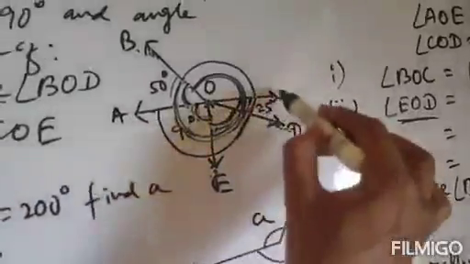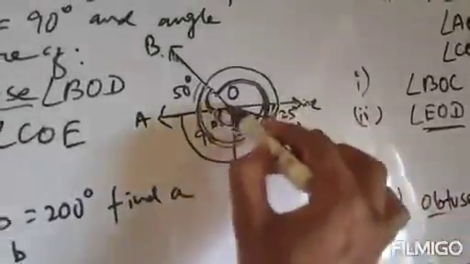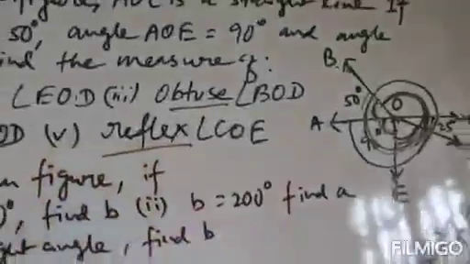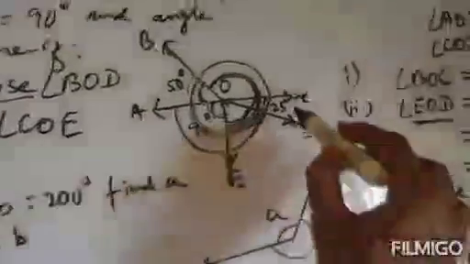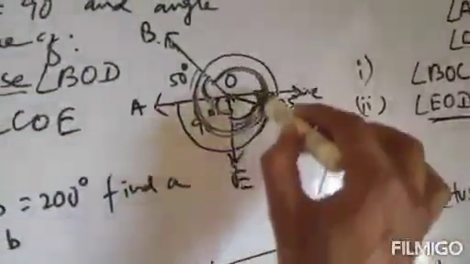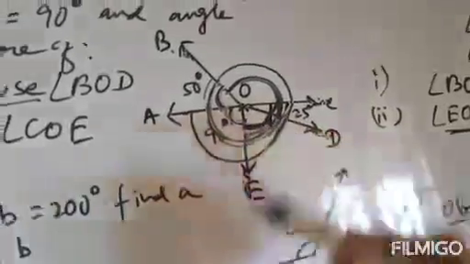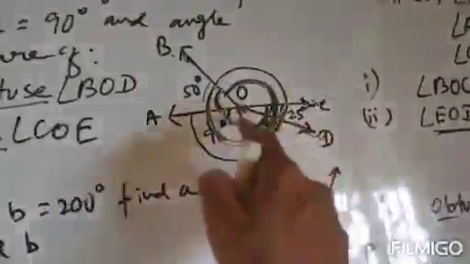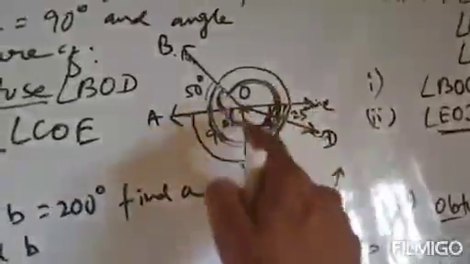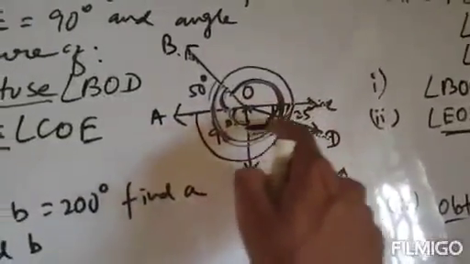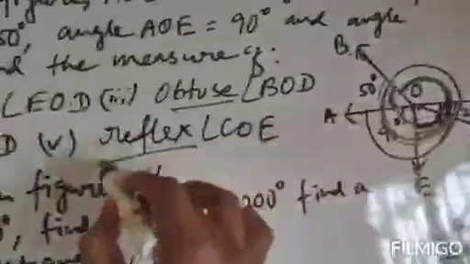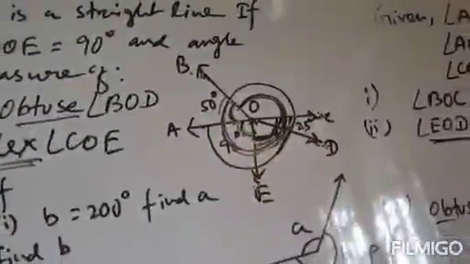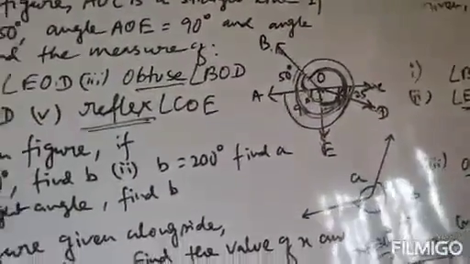See very carefully, we have to find out angle COE. Now COE is given as reflex. That means if we find COE, this portion is not reflex COE. It's true that this portion is your COE angle, but the term here given is reflex. That means this is COE, but this is not reflex COE.